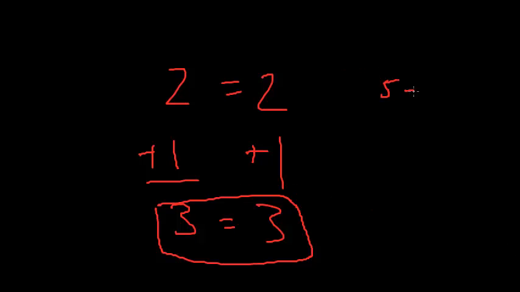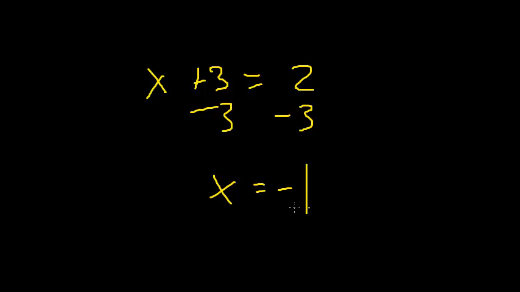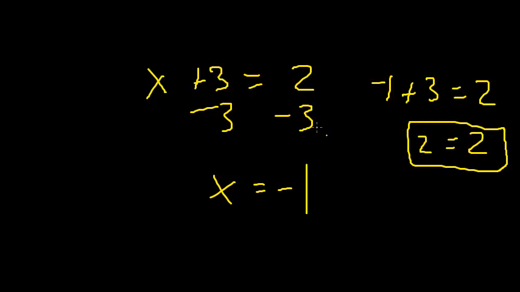If I had 5 equals 5, I can subtract 3 from both sides of the equation and I get 2 equals 2. It is still true. So if I have x plus 3 equals 2, I can subtract 3 from both sides to get x equals negative 1. And if I want to check this problem, I plug in negative 1 where I had x and then fill in the rest. Negative 1 plus 3 indeed is 2, and I have 2 equals 2, so this is true, which means x equals negative 1 is my solution.